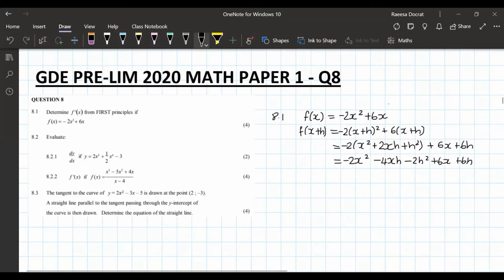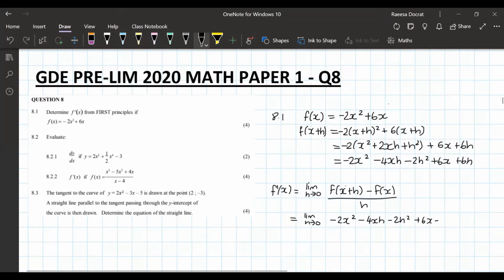Okay, so now let us write out the definition of the derivative. It is equal to the limit as h tends to 0 of f of x plus h minus f of x all over h. Now substituting those quantities in from our formula above, f of x plus h is minus 2x squared minus 4xh minus 2h squared plus 6x plus 6h, minus 2x squared plus 6x, all over h.